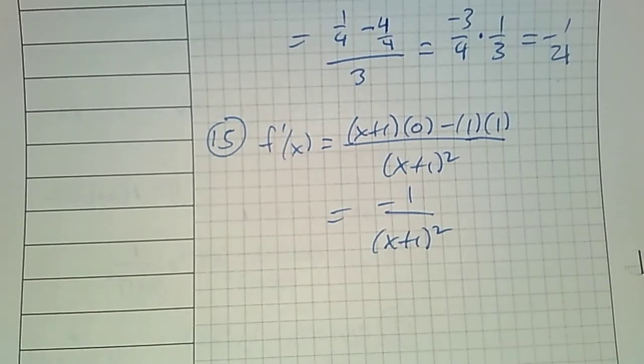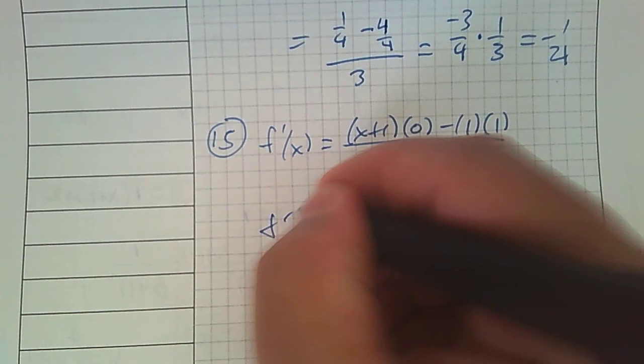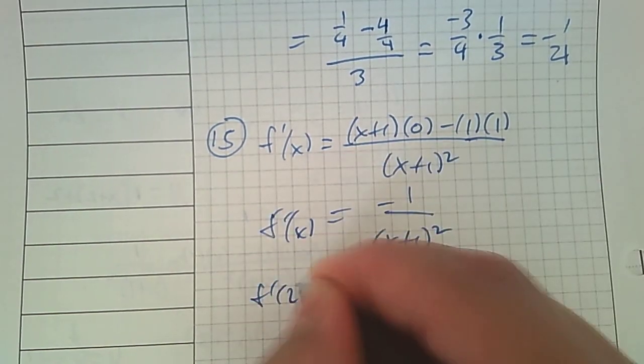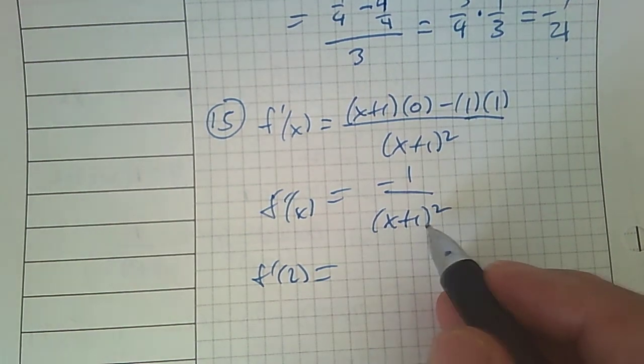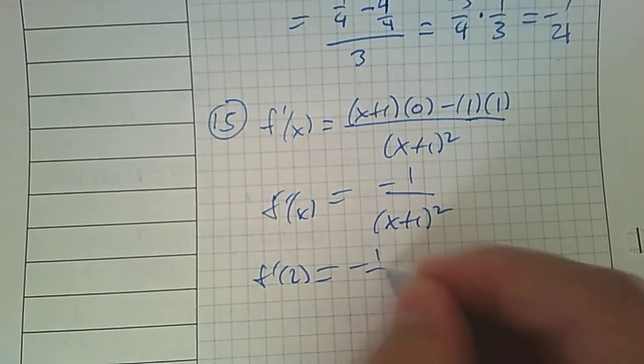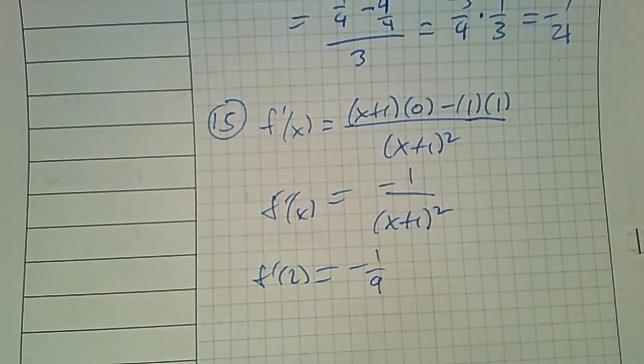Oh, and it says when x equals 2. So there's the derivative. So for the derivative at 2, you would just plug 2 in. So 2 plus 1 is 3, and then 3 squared is 9. So it's negative 1 over 9.